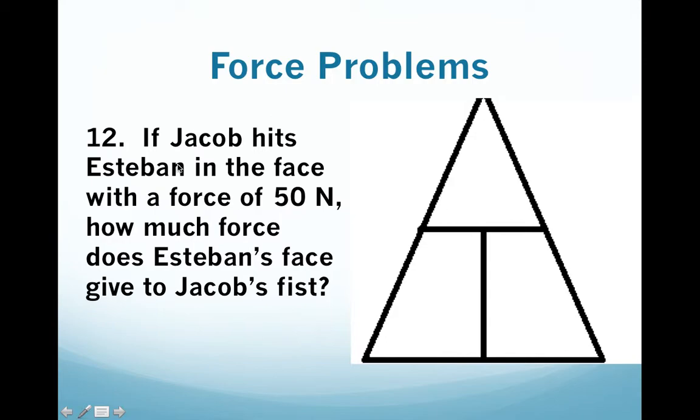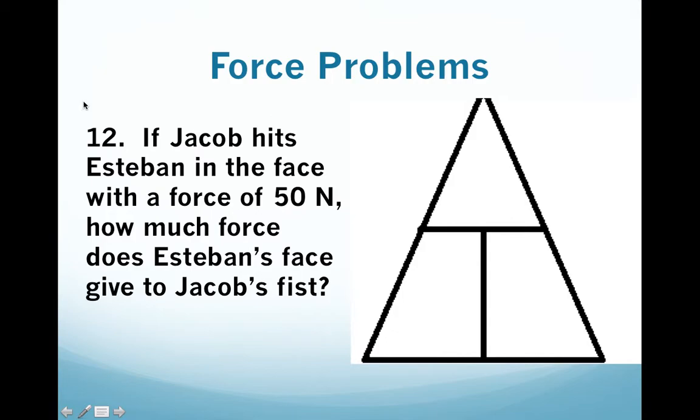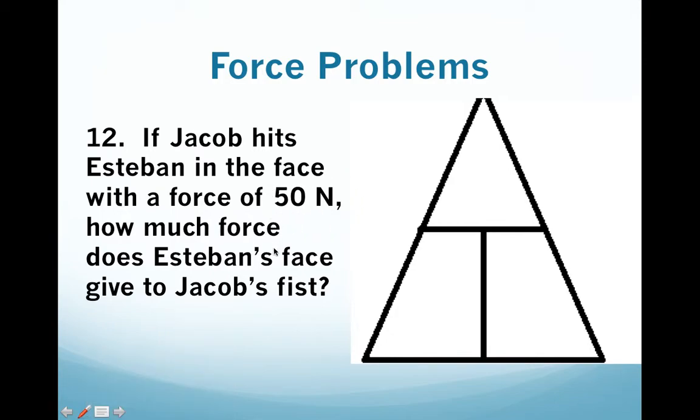All right, now let's look at this one. This one's number 12 on your paper, near the little graph that's shown on there. It says, if Jacob hits Esteban in the face with a force of 50 newtons, and let me circle that information so we know it's 50 newtons here.